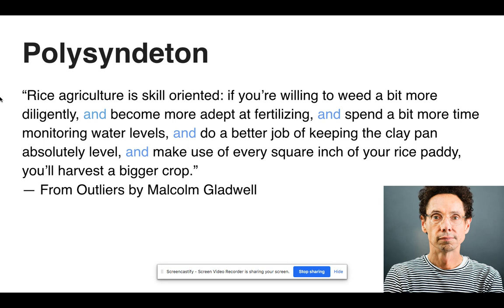So you can see here that Malcolm Gladwell is using a repetitive use of the word and in order to build more information and add more information within the sentence. The main idea is that he wants to show that rice agriculture is skill-oriented, that it takes a lot of hard work and a lot of skill in order to do that. So by adding and building these clauses on top of each other by using this word and, it really emphasizes the idea that it is skill-oriented, that it takes a lot of hard work, and that there are many aspects that go along with rice agriculture. Let's take a look at another example.